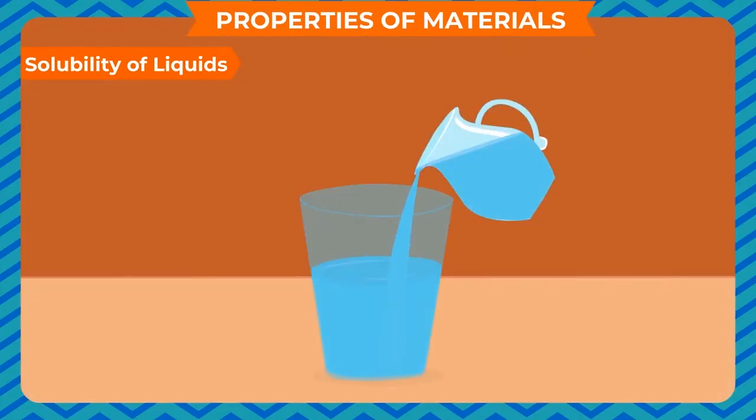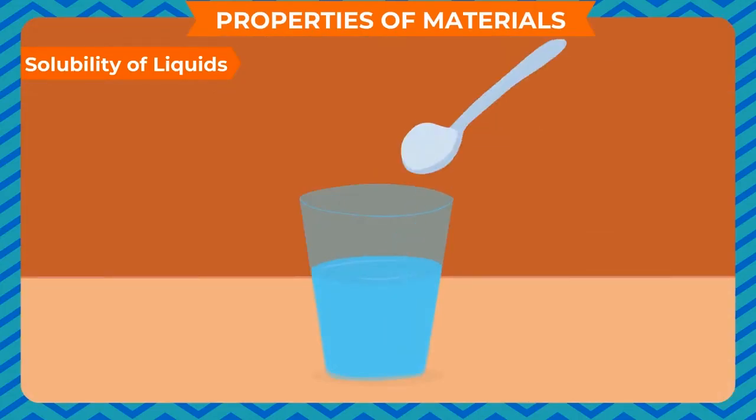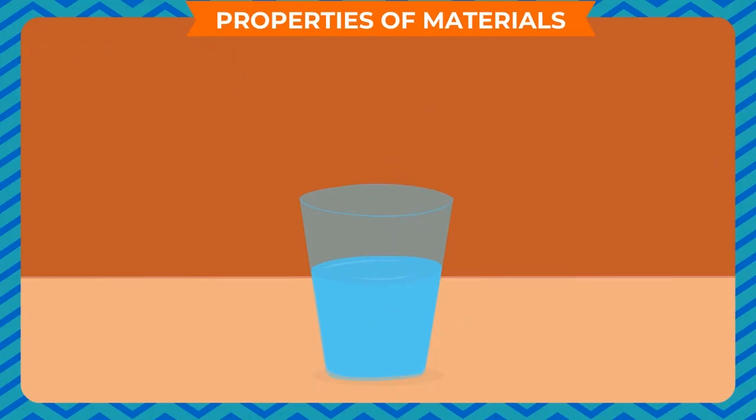Half fill a glass tumbler with water. Add a teaspoon of sugar to it and stir the water. What happens to the sugar? The sugar dissolves in water as it is soluble in water.